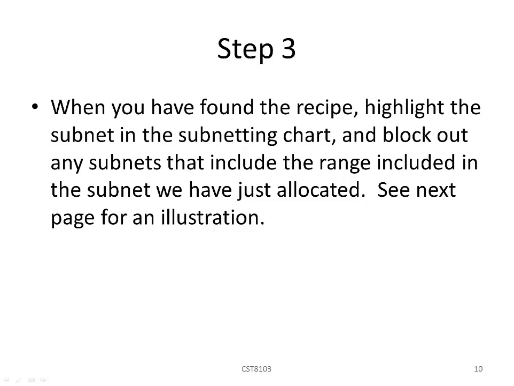So when you have found the recipe, highlight the subnet in the subnetting chart and block out any subnets that include the range included in the subnet we have just allocated. See the next page for an illustration.